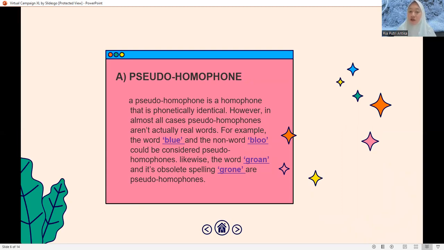Jadi, pseudo homophones itu kata-kata yang beneran kata-kata dan kata-kata yang bukan benar-benar kata-kata. Jadi blue and bloo. Blue artinya biru dan bloo, B-L-O-O, itu bukan kata-kata beneran. It's a non-word. Tapi kita bisa menjadikan itu sebagai kategori pseudo homophone. Likewise, the word grown and its alternative spelling groan are pseudo homophones. Got it, guys? Sorry, students.